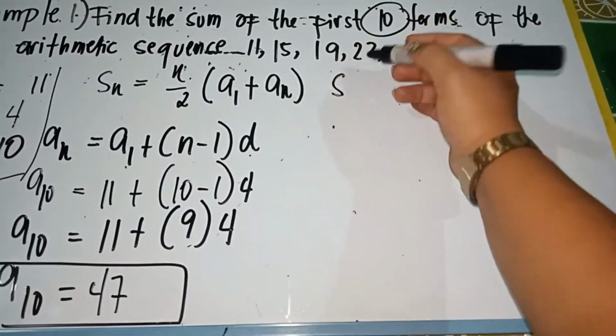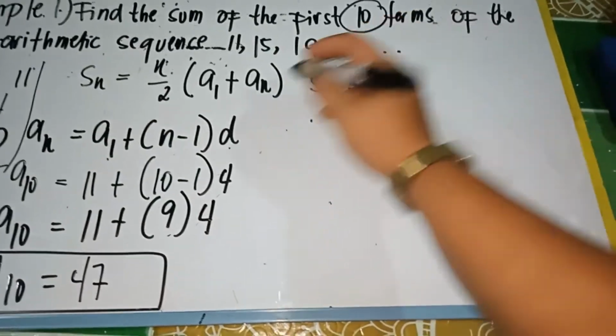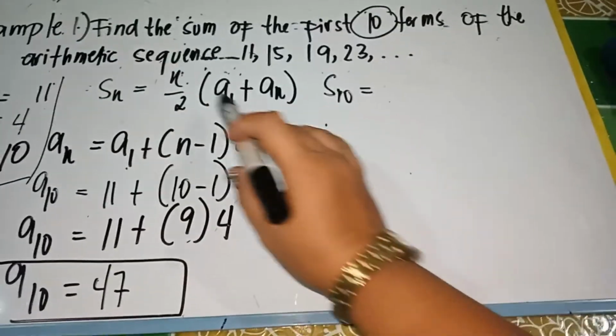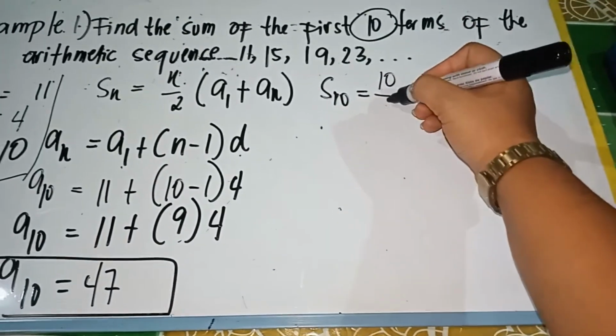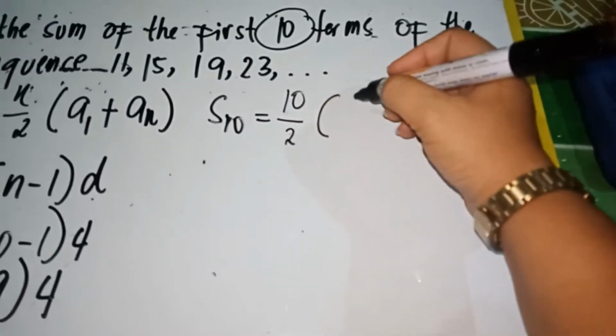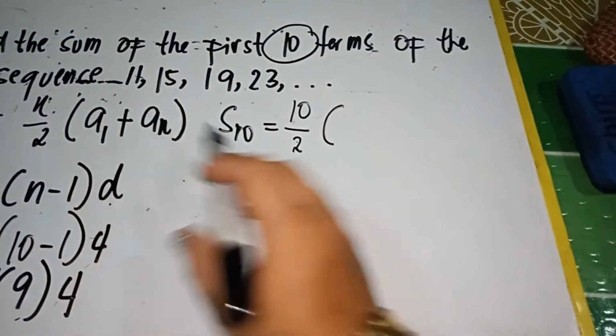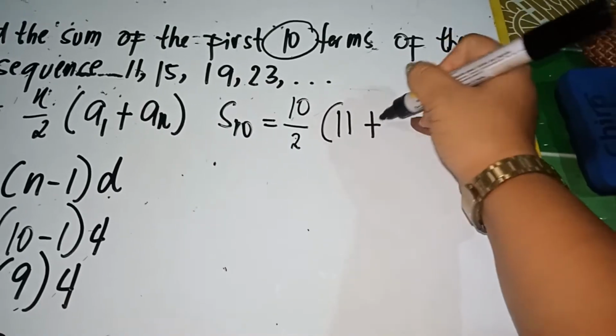We have S sub what? S sub 10 is equal to n. Ito yung susundin natin na formula. And the value of n is equal to 10 divided by what? Divided by 2. 2 is constant. And then times a sub 1. A sub 1 is equal to 11, which is the first term, plus a sub n.